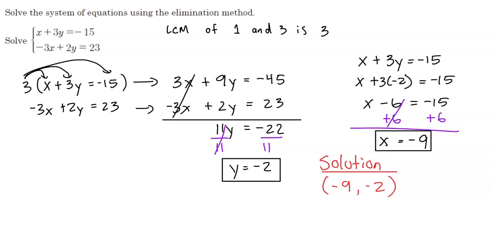One key takeaway is when finding the lowest common multiple, you want to make sure that they are opposites. So for the x's, we had a positive 3 and a negative 3 to eliminate.